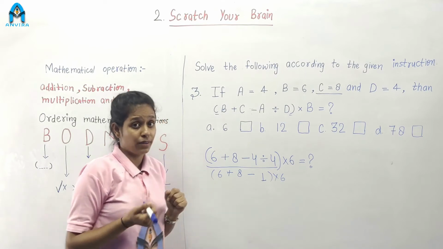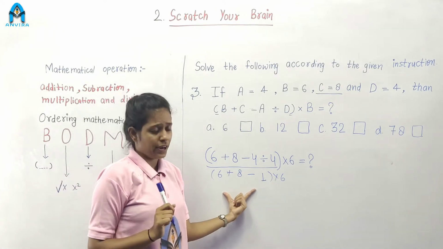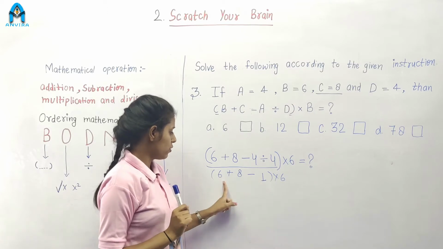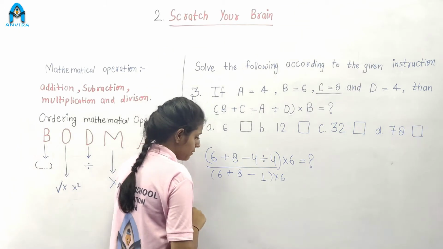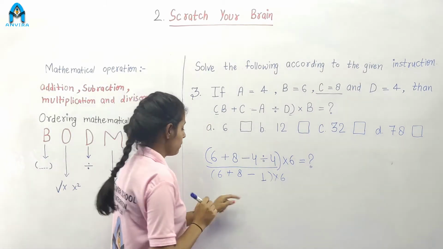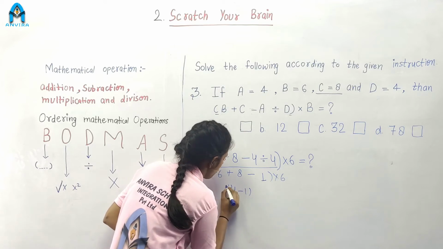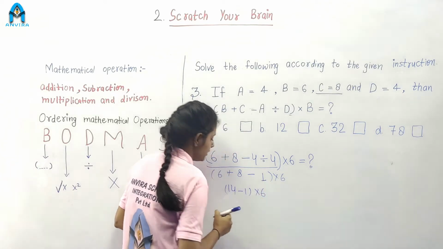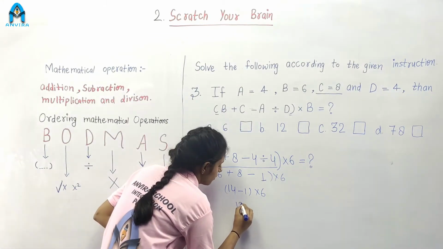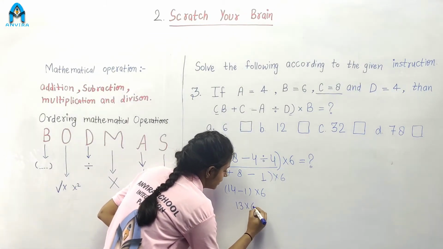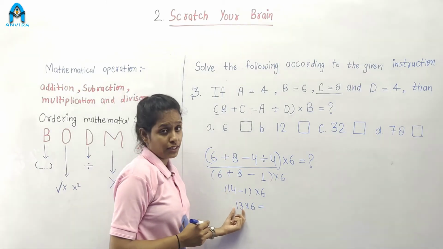Next step is multiplication. But first, we have to solve the bracket. In this, first addition: 6 plus 8. 6 plus 8 is 14, minus 1 multiplied by 6. 14 minus 1 is 13, multiplied by 6. So, the brackets are solved with 13.